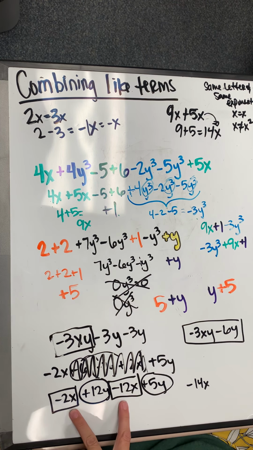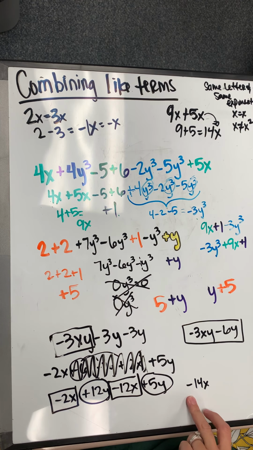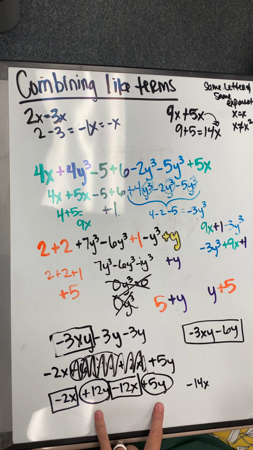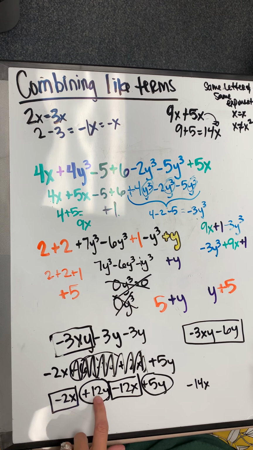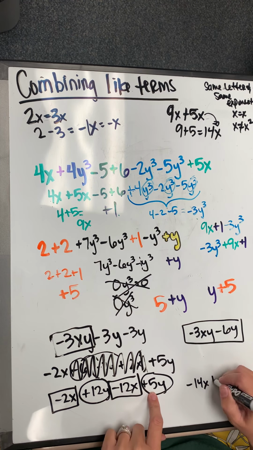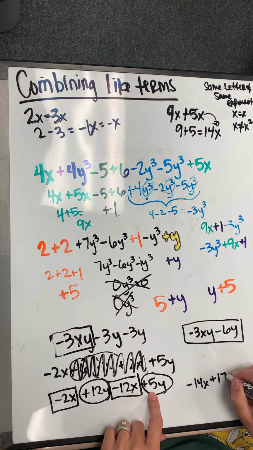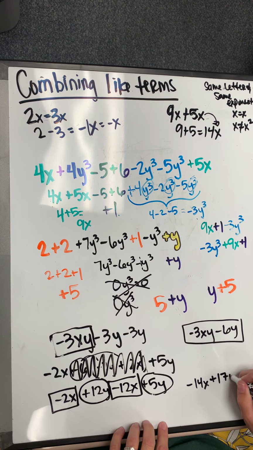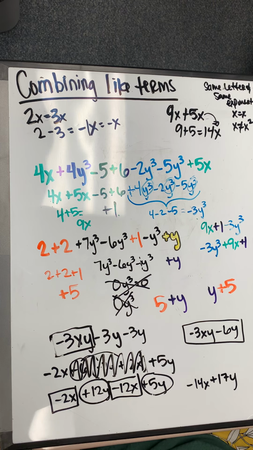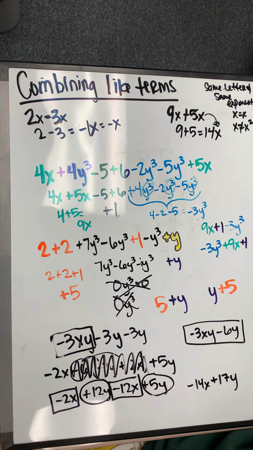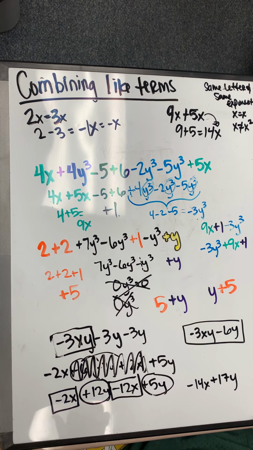So my boxes have worked out to be a negative 14x, and my circles, because they're both y, will be a positive 12y plus 5. Well, I know 12 plus 5 is a positive 17y. Keep that variable. So hopefully you understand the progression of combining like terms. If you have questions.